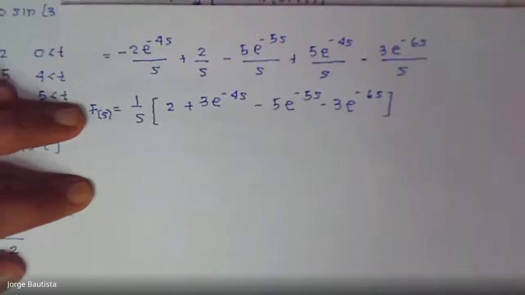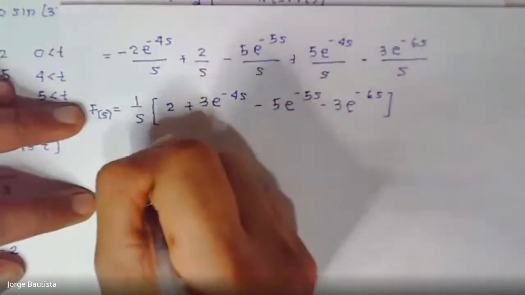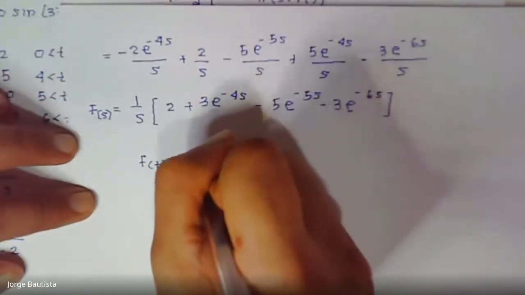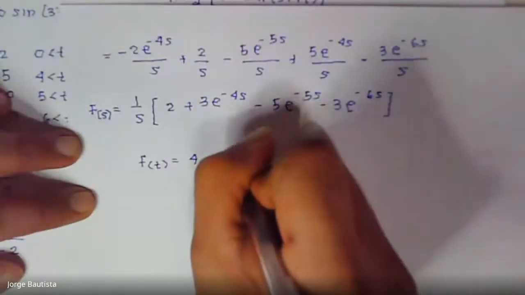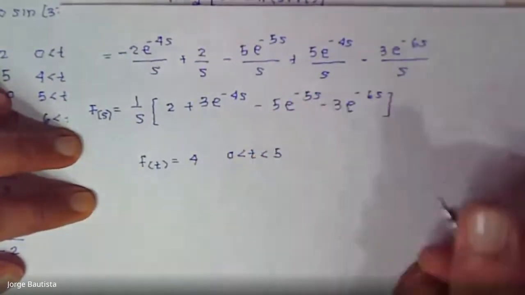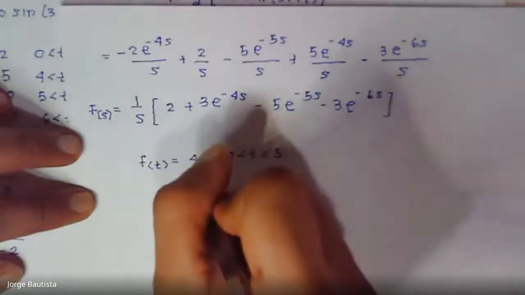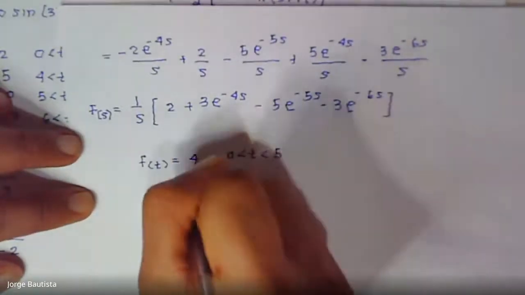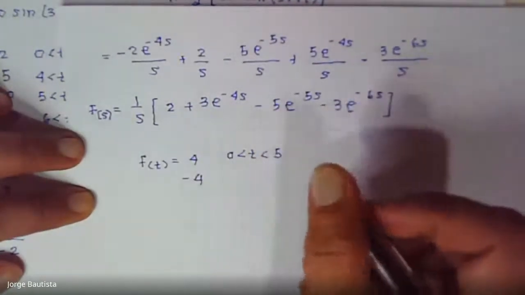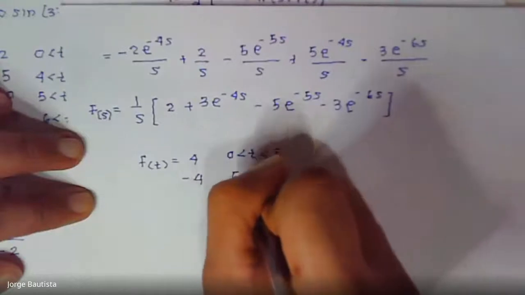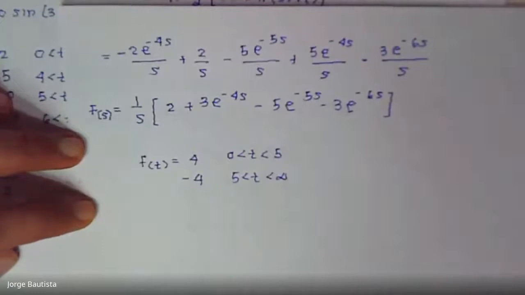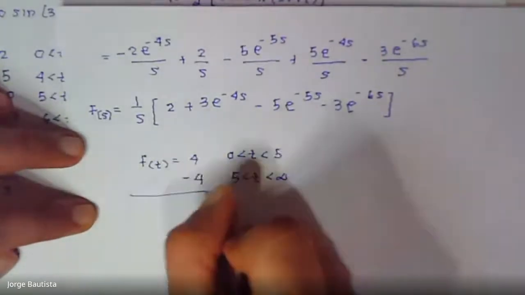Let's try it. For example, f of t is equal to 4 from 0 to 5, and then you have, let's say, negative 4 from 5 to infinity. So, you try this.